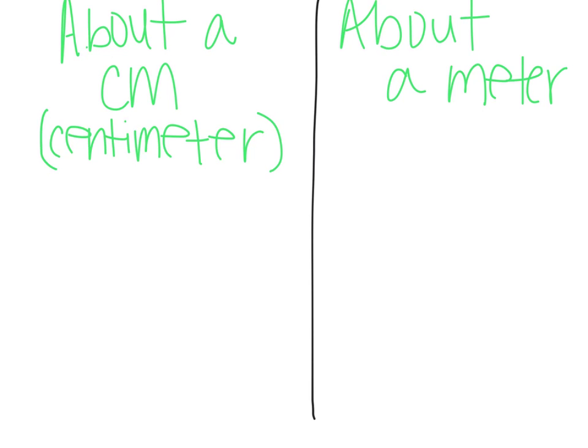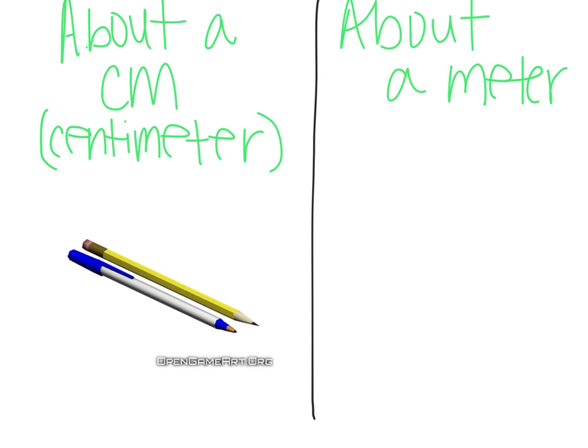The last 2 examples that I have to show you are items that are about 1 centimeter and items that are about 1 meter. So for about 1 centimeter, we have these pencils or pens, and it's not the length. We don't want to look at it from this long way. That is longer than 1 centimeter. However, we do want to look at it from this side. So the width of one pen or one pencil is about 1 centimeter. So if you set your eraser down, how wide your eraser is is about 1 centimeter.